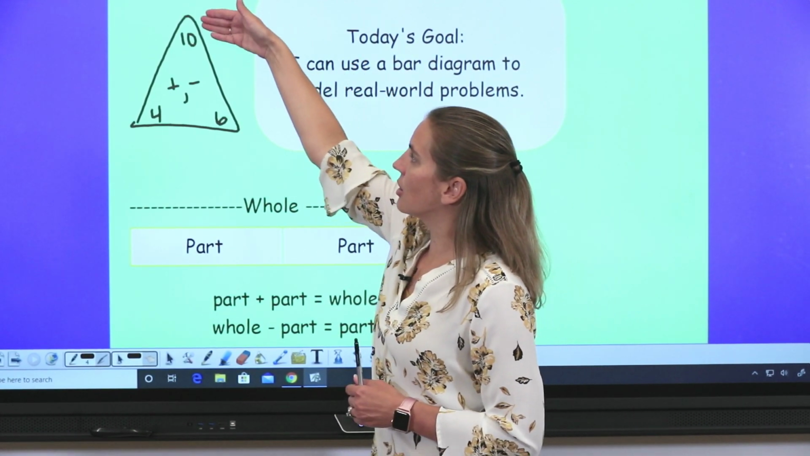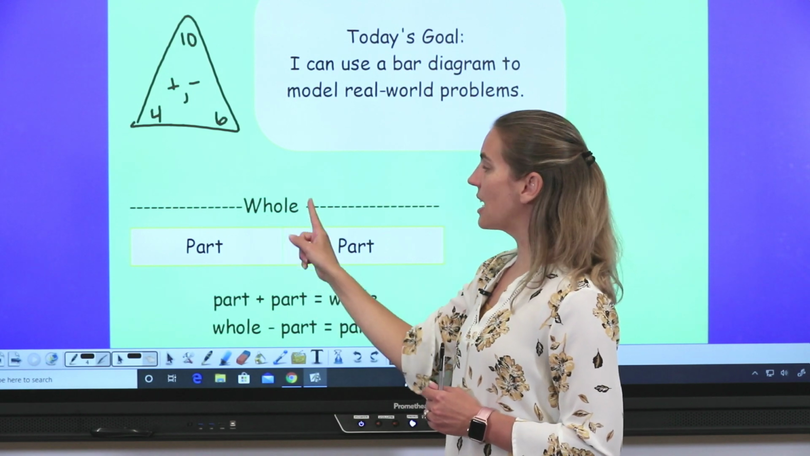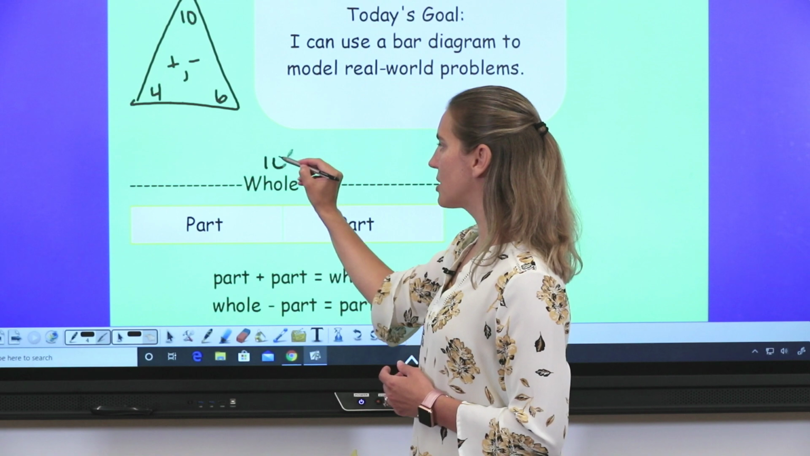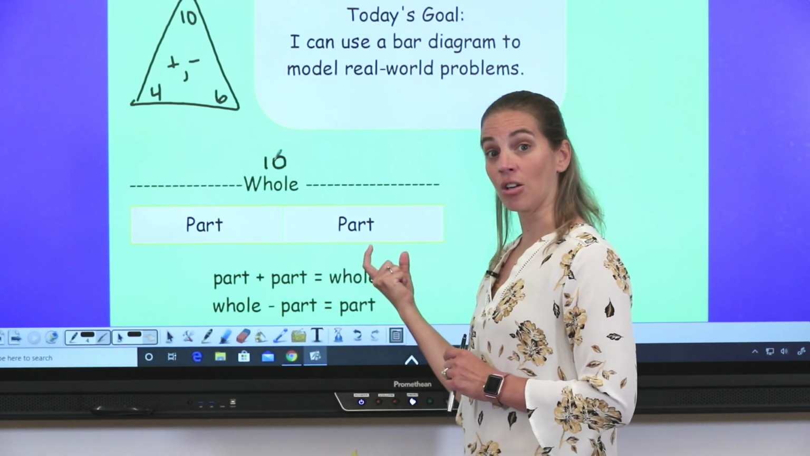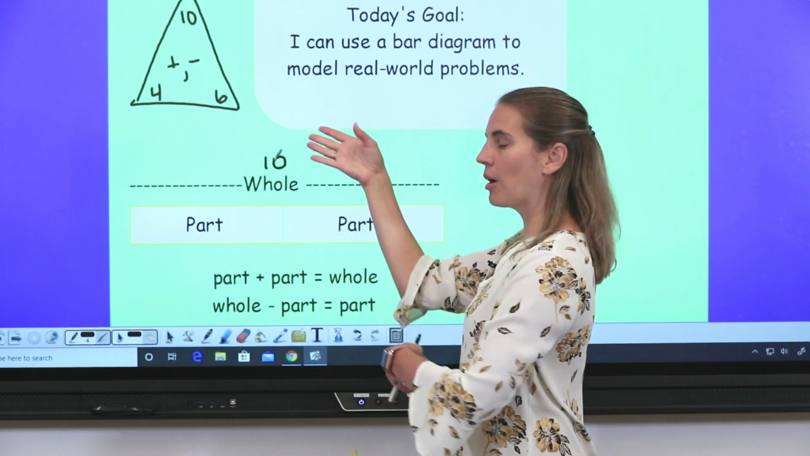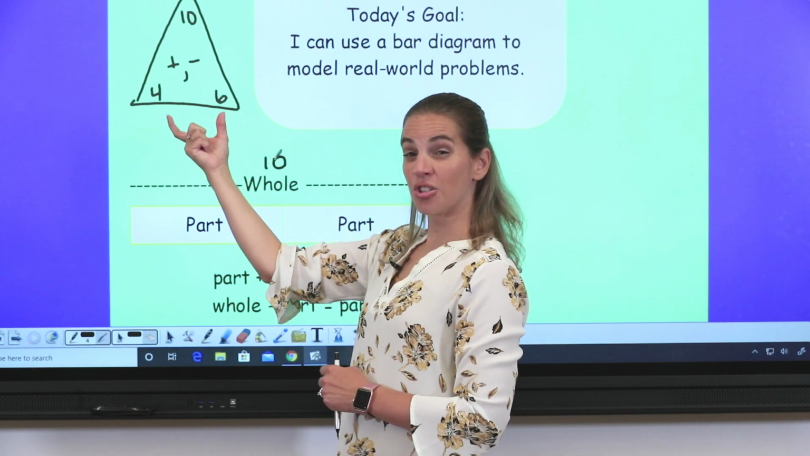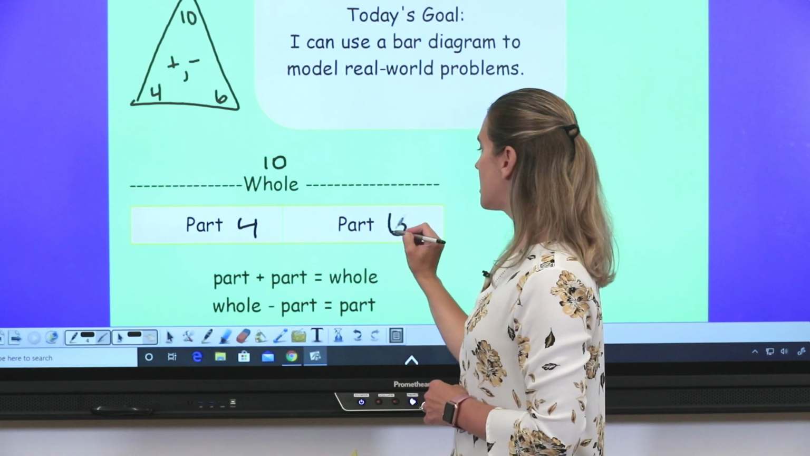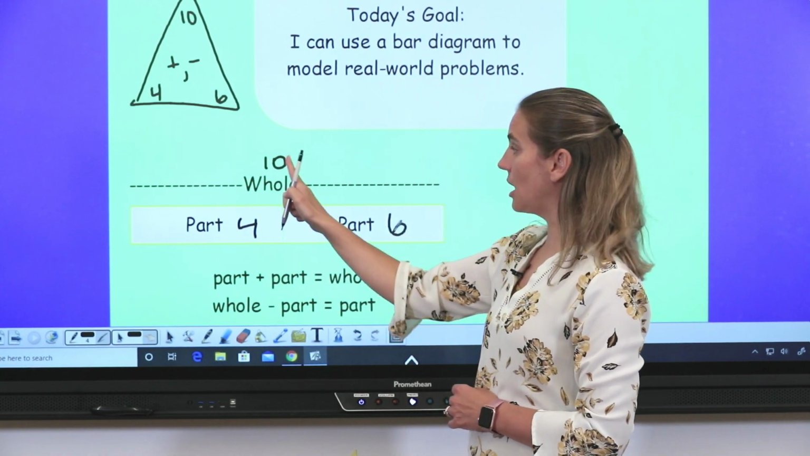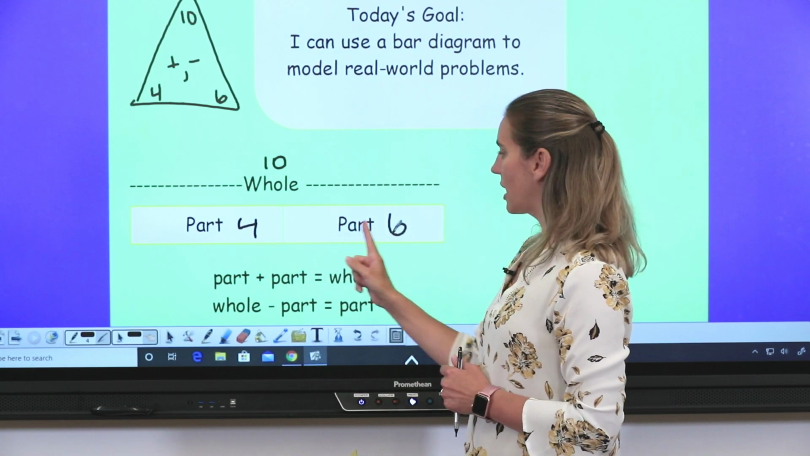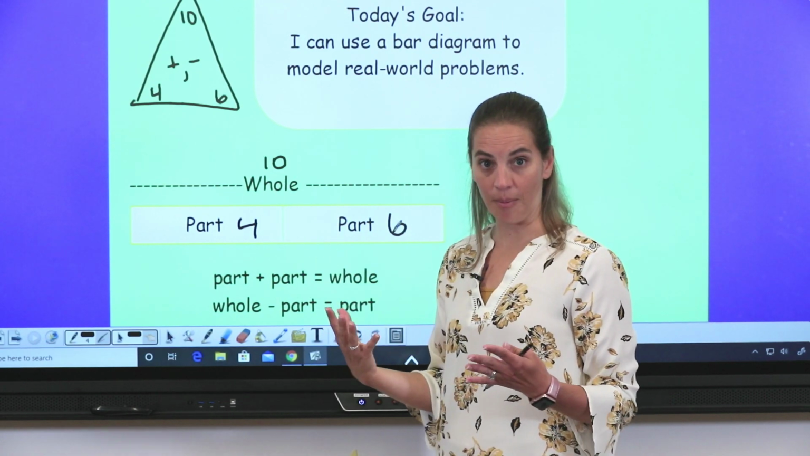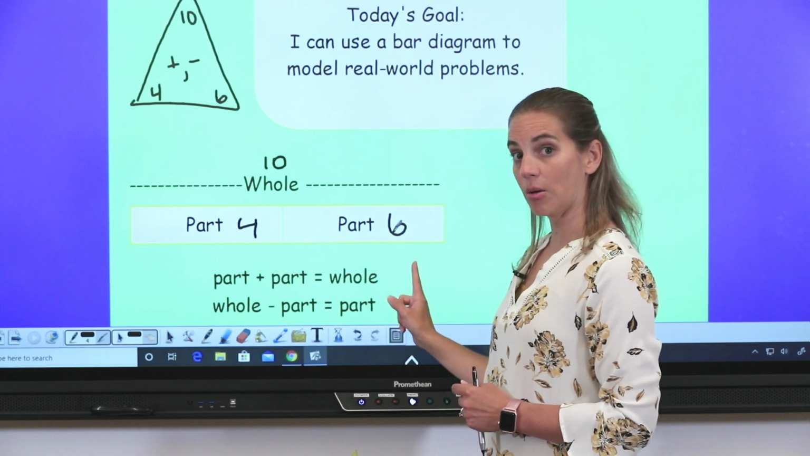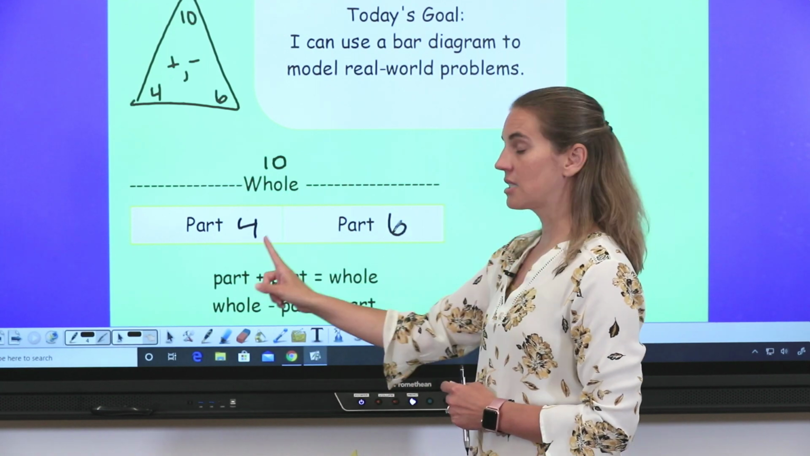This top part here, this 10, is going to be the same as the whole in your bar diagram. So we could replace this with the number 10. The 2 parts here, when you put them together, that represents the whole. So in this case, our 2 parts, our 4 and our 6, could go right here. So we could say 4 plus 6 equals 10, or 6 plus 4 equals 10, just like last time. Or we can make these subtraction problems. We could say 10 minus 4 equals 6, or 10 minus 6 equals 4.